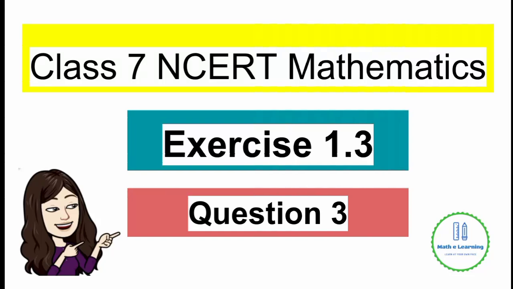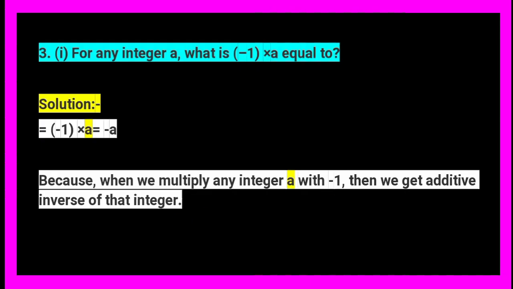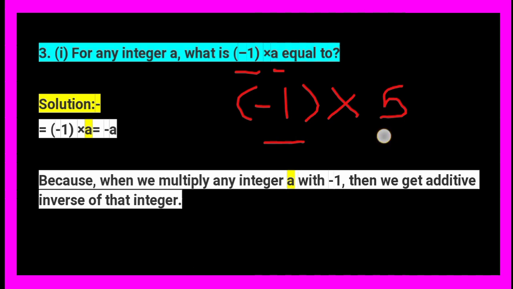Now question number 3 is, first, for any integer a, what is minus 1 multiplied by a equal to? For example, if I take a number in place of this a, for example, if I take 5, right? So what will be the multiplication of minus 1 and 5 here?